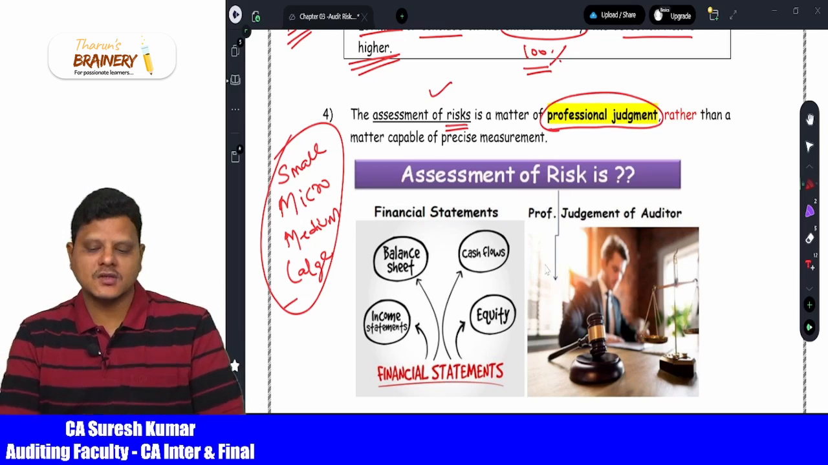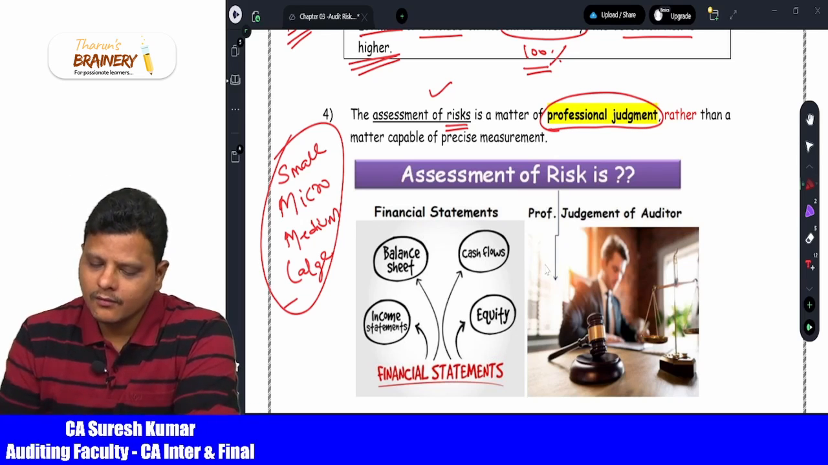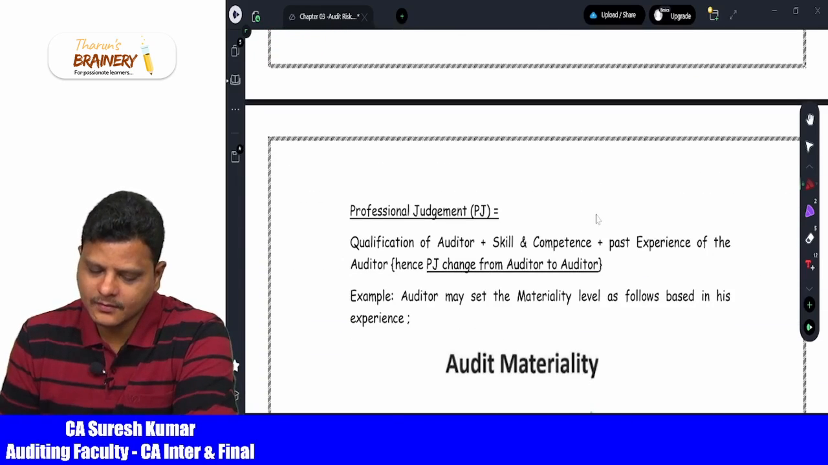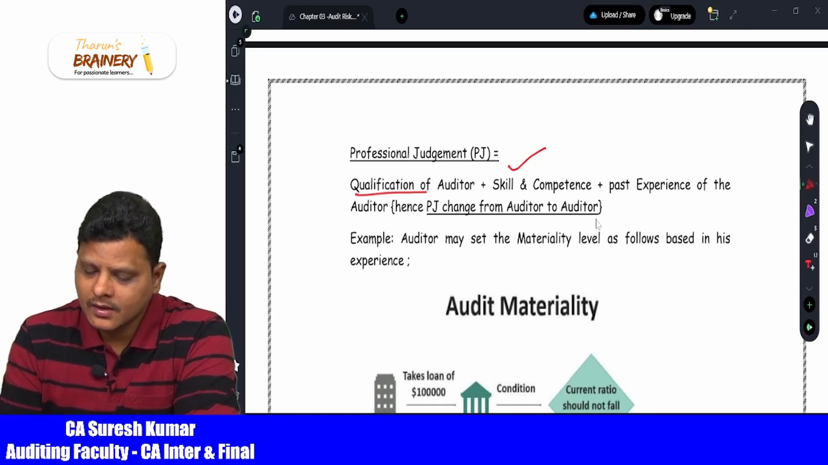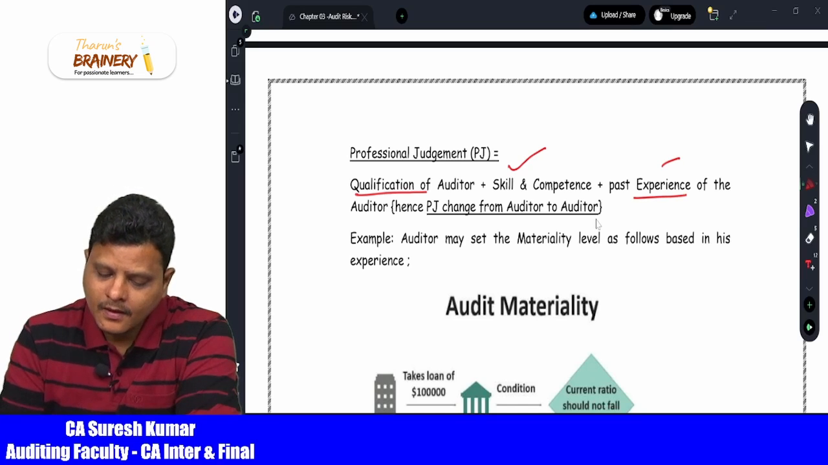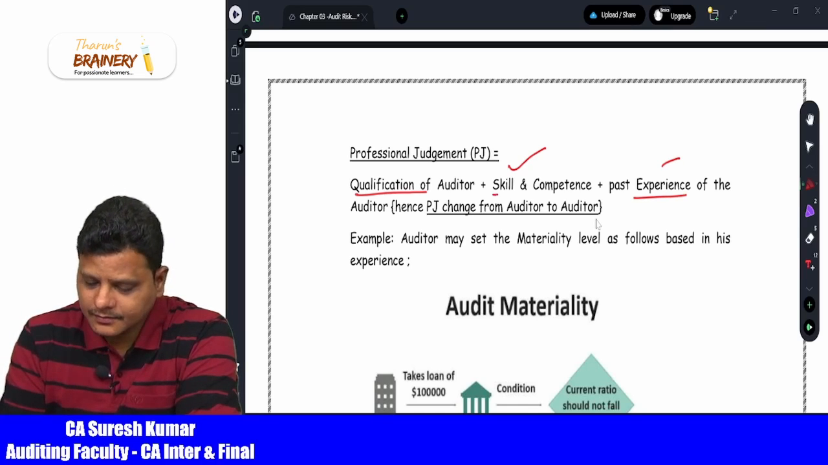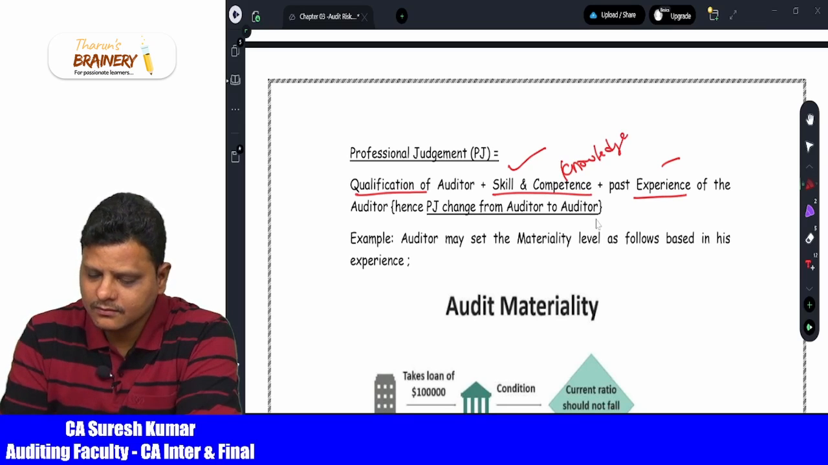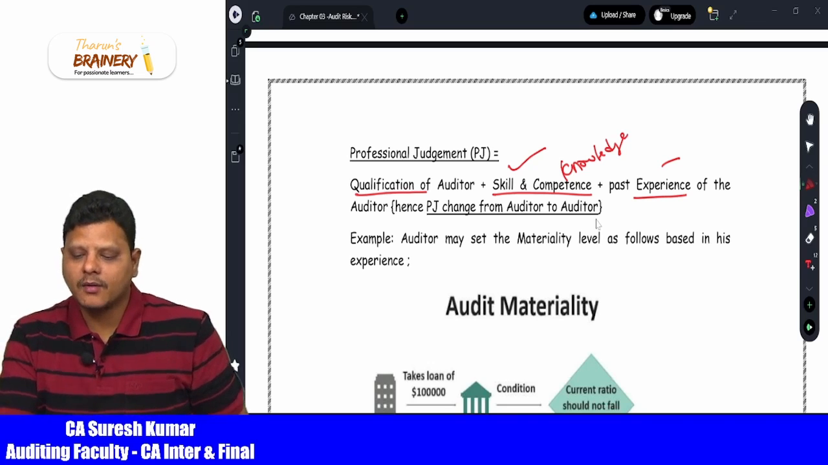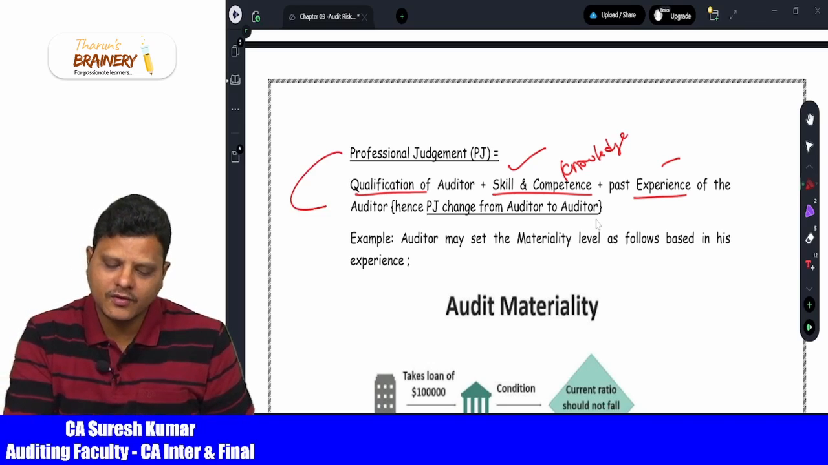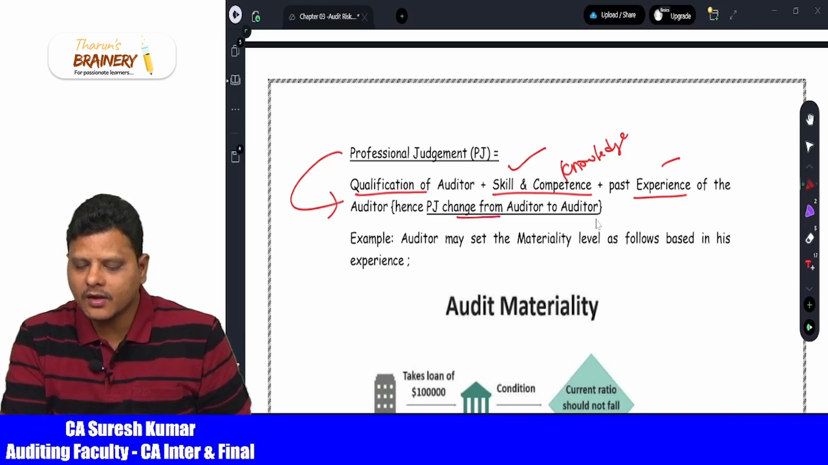What is the meaning of professional judgment of the auditor? Professional judgment of the auditor is nothing but qualification, that means he should be a qualified chartered accountant, the skill and competence of the auditor, plus he has past experience of such kinds of organizations. Now all put together, what is the meaning of competence? Knowledge. So the qualification of the auditor plus the skill and competence of the auditor plus the past experience of the auditor is called professional judgment, which may change from auditor to auditor.